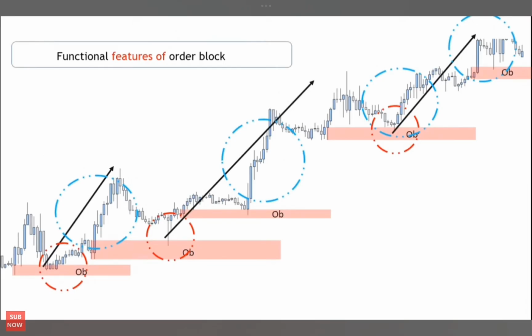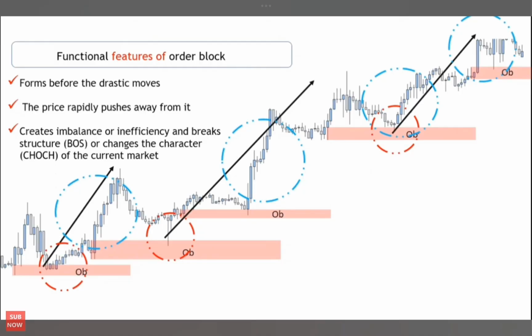Order blocks form before the drastic moves in the market, exactly where the price rapidly pushes away from a specific area because of the lots of orders placed there. An order block creates an imbalance or inefficiency that breaks the structure of the market or changes the character of the current market.